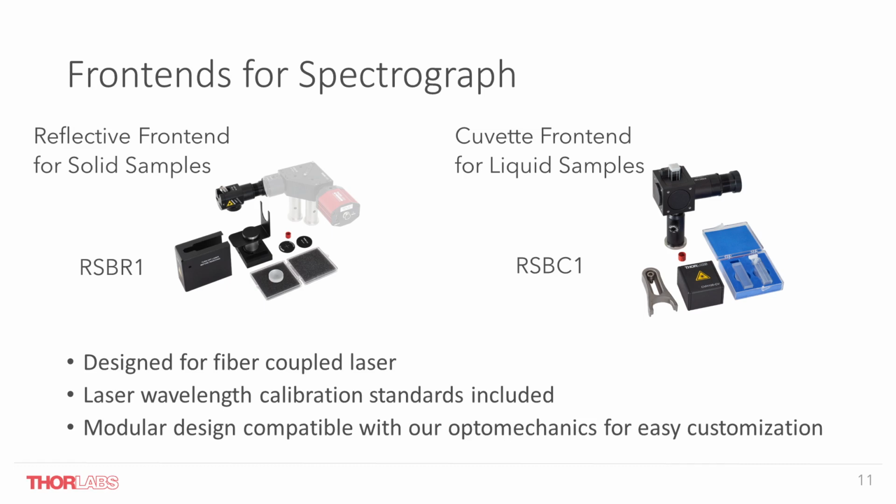The first front end is our reflective RSB1 for solid samples like powders. The samples can be placed on the table shown here. The second front end, RSB1, is designed around our cuvette holder and holds liquid samples. Both spectrograph and front ends are compatible with standard Thorlabs optomechanics, giving opportunity for easy modification and customization. Therefore, you can modify the parts to fit your individual needs.